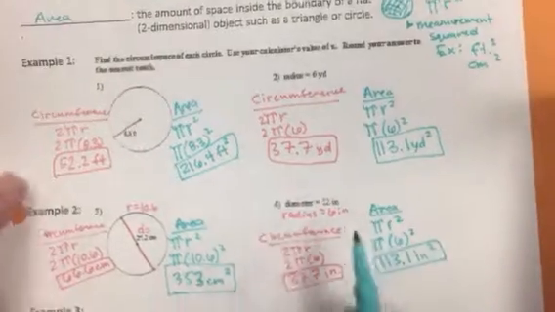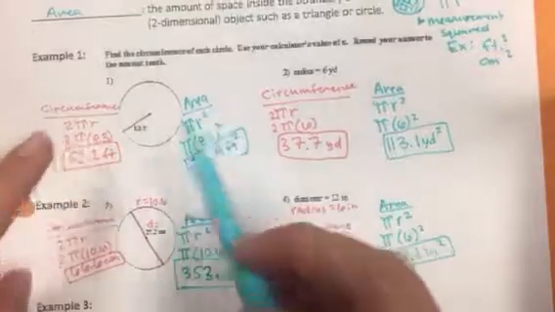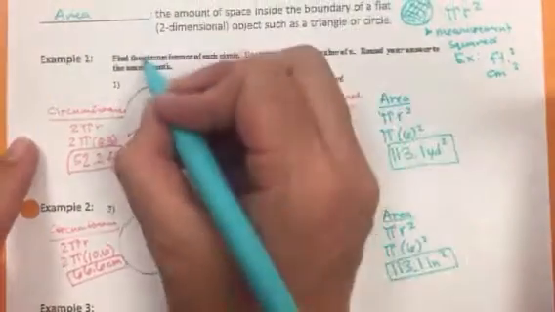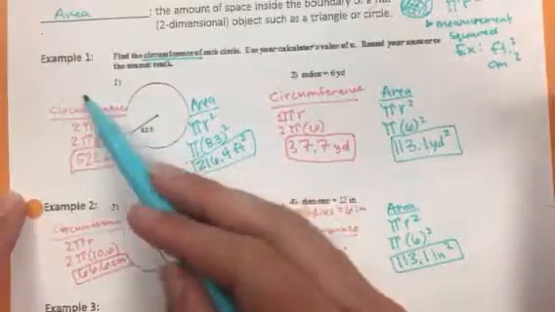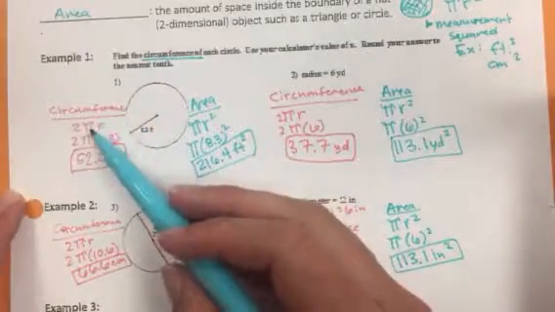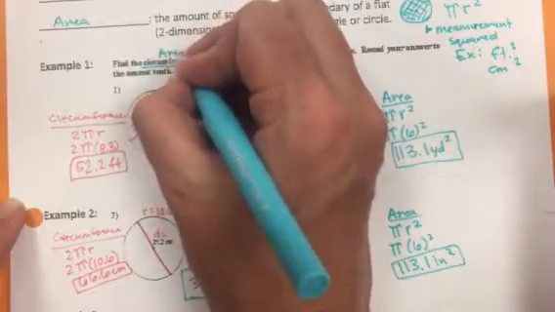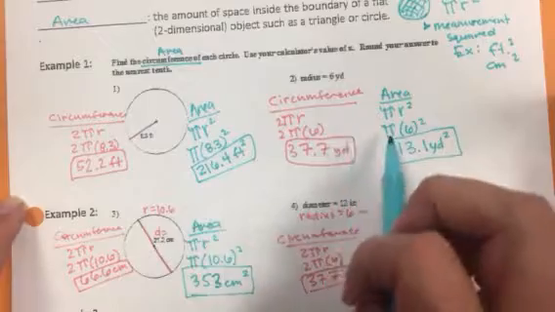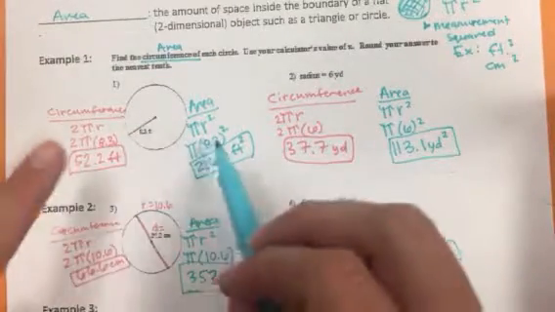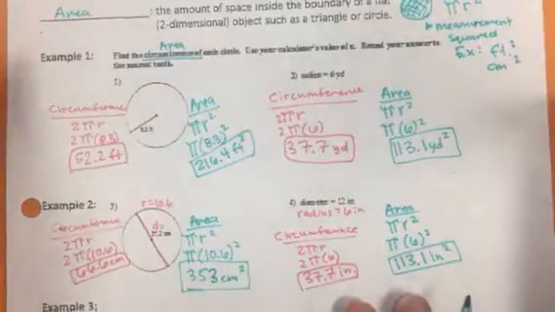So on your homework, you do not have to do both for every single one. On your homework, it will say, find the circumference. That means you only do this pink section. Then some of the homework will say, find the area, which means you would only do the blue section. So you're only doing one for each problem.